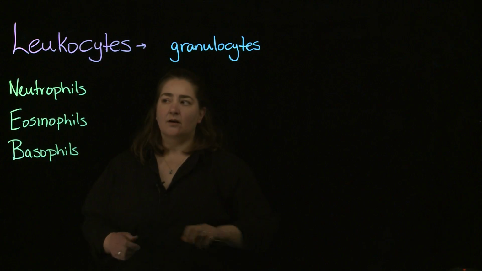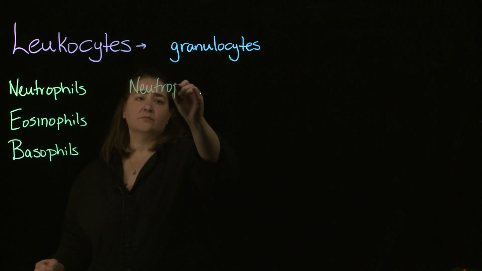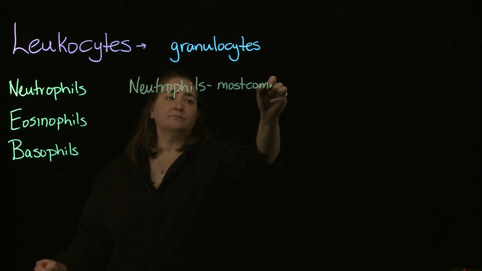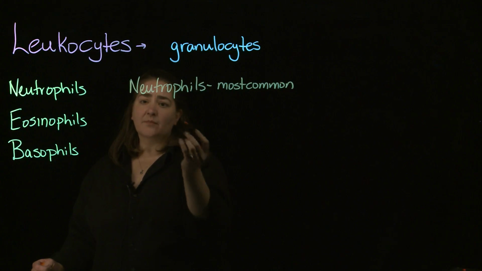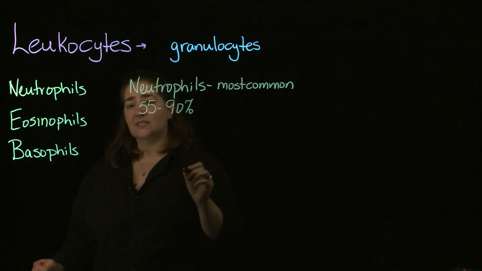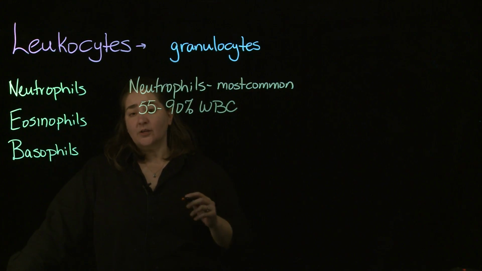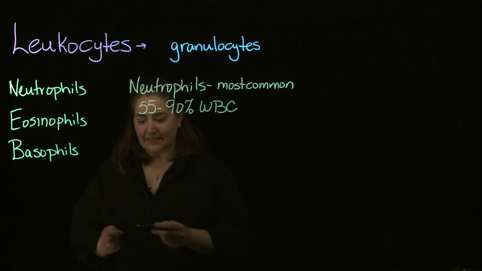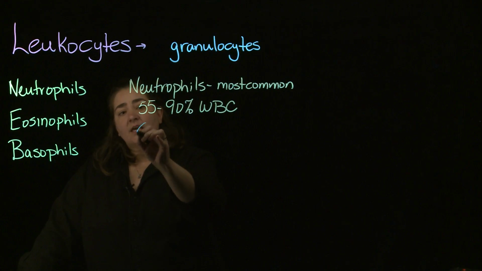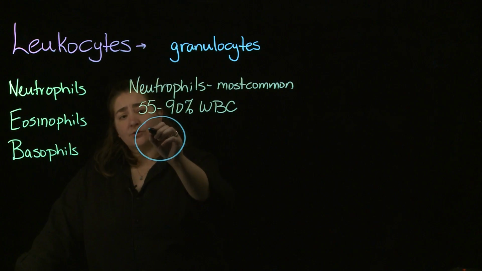All right. We'll talk about the neutrophils first because the neutrophils are going to be the most common. They make up anywhere between about 55 to, it can go as high as 90% of your white blood cells. So if you're looking through a microscope, the most likely white blood cell that you're looking at statistically would be a neutrophil.